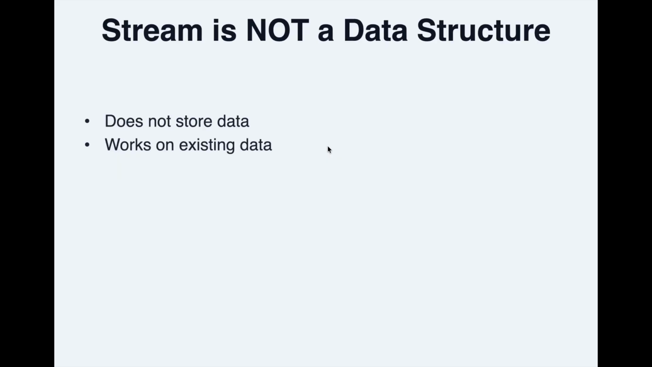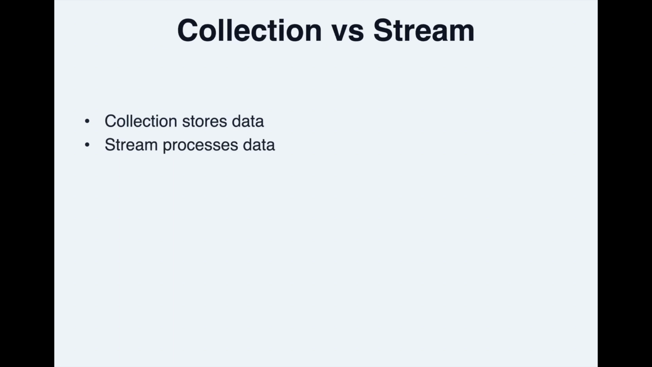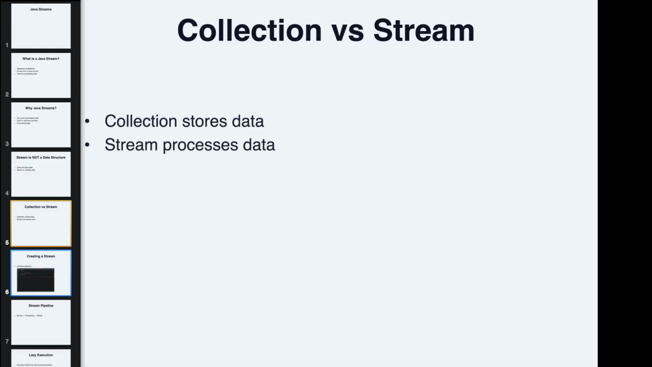Now, next, stream is not a data structure. So, this is very important. A stream does not store data. It only processes data that already exists in a collection or array. Collection versus stream. Collections are about storing data. Streams are about processing data. Also, once a stream is consumed, it cannot be reused.